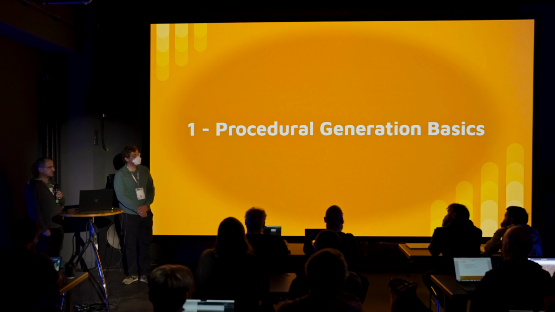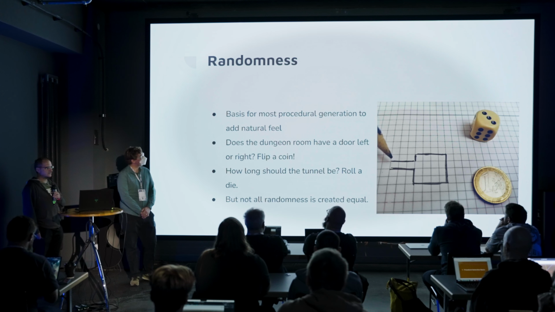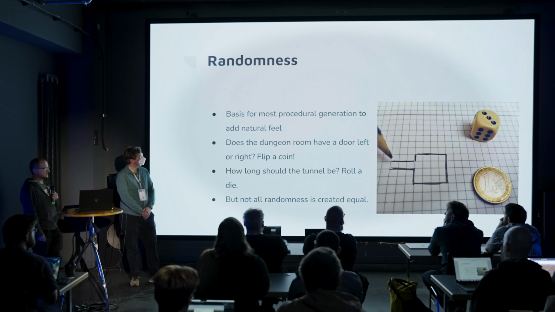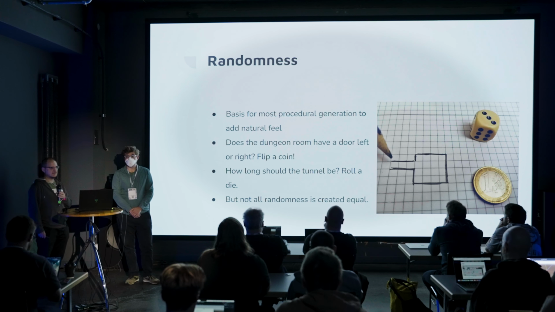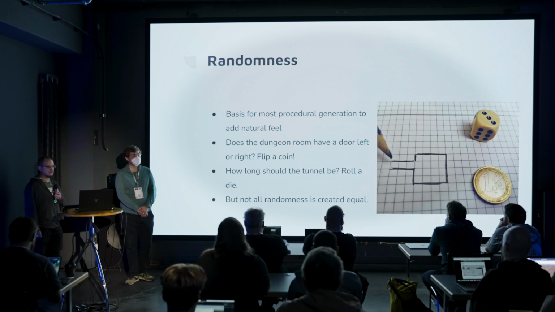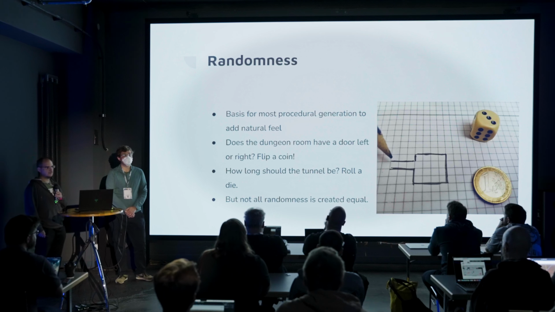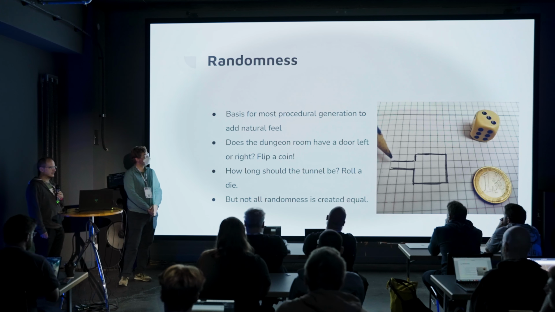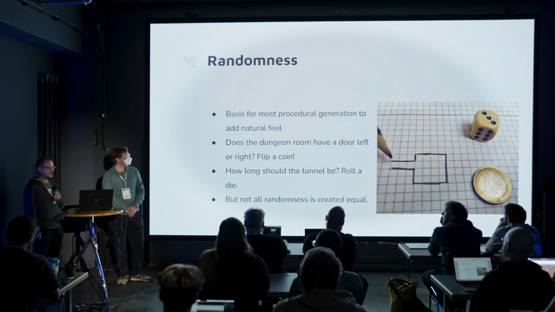All right, let's start with the basics then. One of the most important ingredients in procedural generation is randomness. So basically, if you want to design a level and want to know should the door in the dungeon be on the left or the right, you could flip a coin. How long should the tunnel be? Well, just roll a die. But this gives you a very specific kind of randomness.